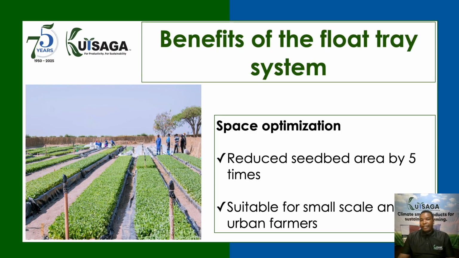So one of the first benefits of this particular technology would be space optimization, right? Space and efficiency. Float trays reduce the seedbed area by about 5 times, and the system is suitable for small scale and urban setups. So your small scale growers and urban farmers save land while growing more.